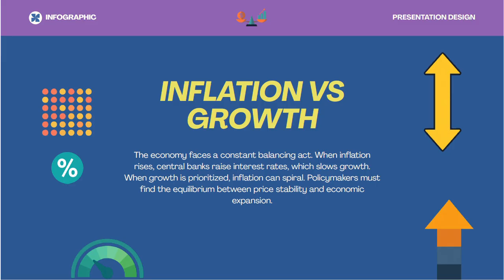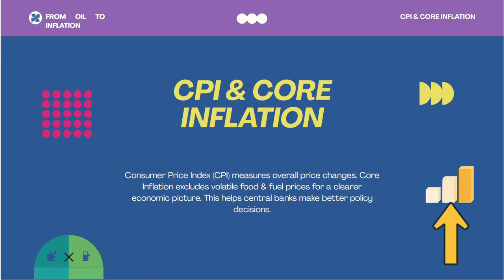Okay, next we have CPI and core inflation. Inflation is measured using the CPI, that is the consumer price index. Core inflation excludes food and fuel, so it shows the real underlying inflation trend.